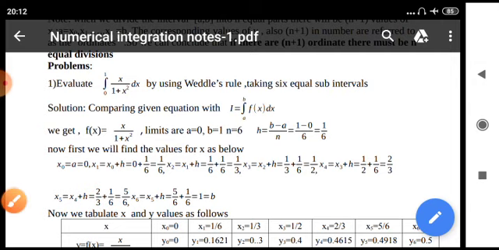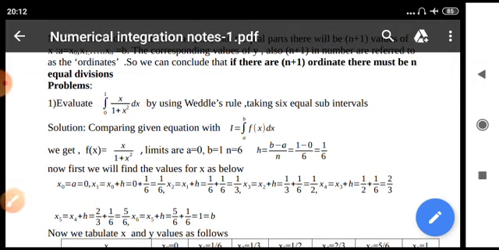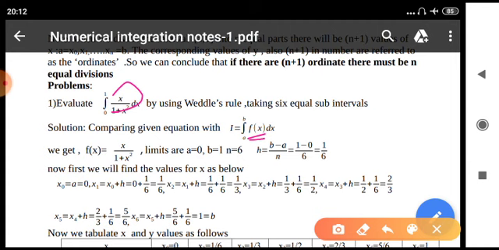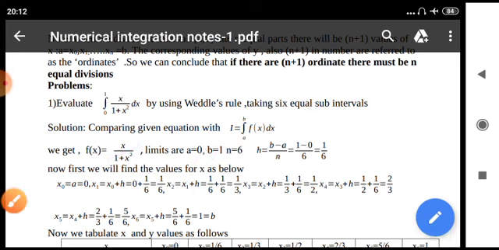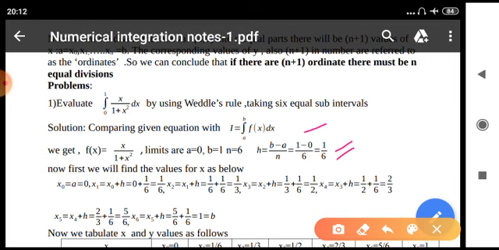Now solution. The first step is to compare the given equation with the integral over ab, integration of a to b f of x dx. So when you compare this with this, we get f of x as equal to x divided by 1 plus x square, the lower limit a, which is 0, and the upper limit b is 1, and n is given as 6. Now first we have to calculate h value. h is given by the formula b minus a whole divided by n, that is 1 minus 0 by 6, which is 1 by 6.